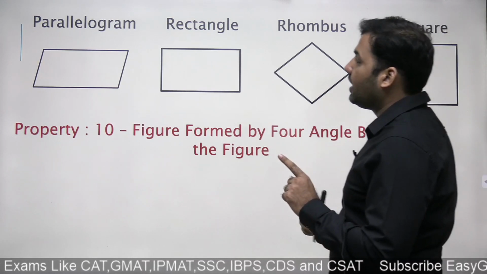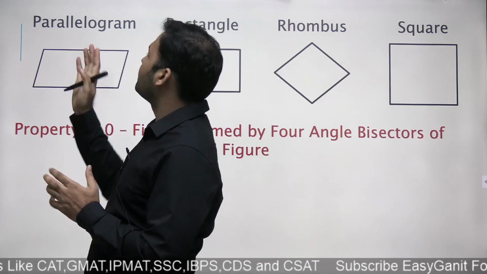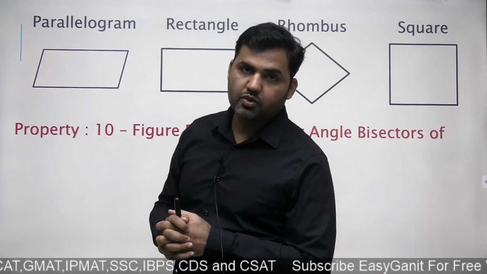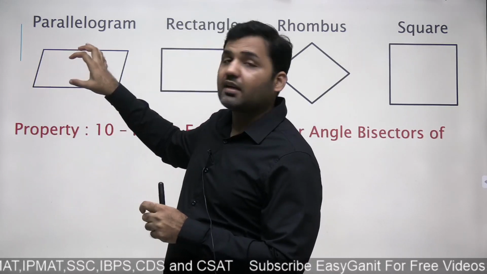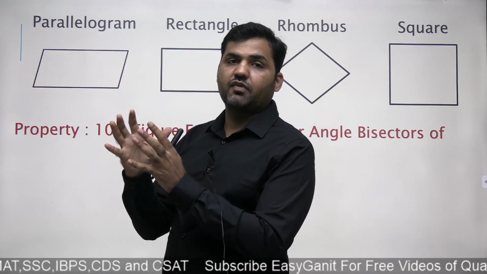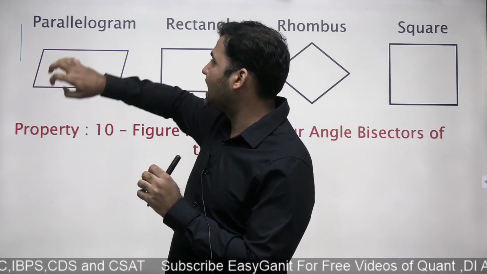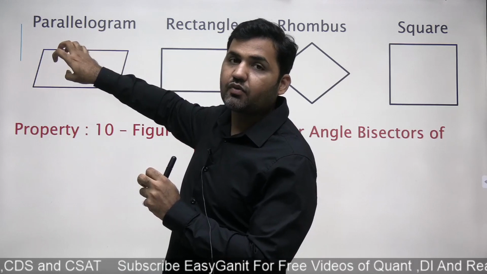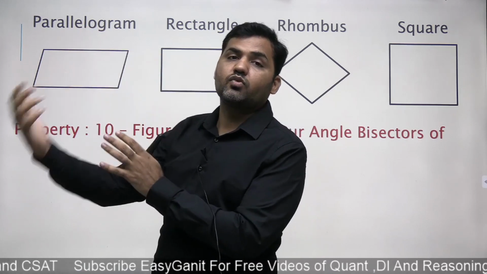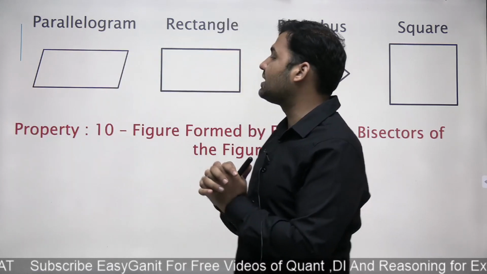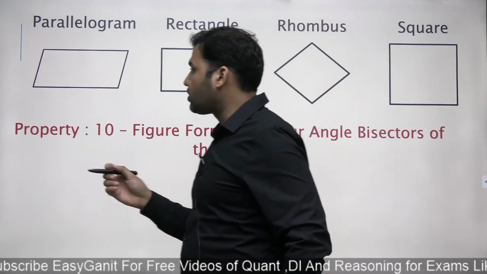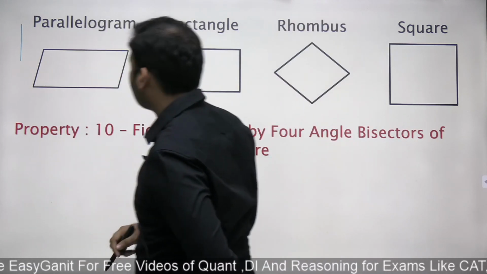So if I draw all the four angles bisector of these four quadrilateral, then with the intersection of the four angle bisectors, the figure that will be formed inside the figure will be called as what figure? This is what we are going to discuss. So angle bisector से हमें ये देखना है कि कौन सा figure बनेगा.